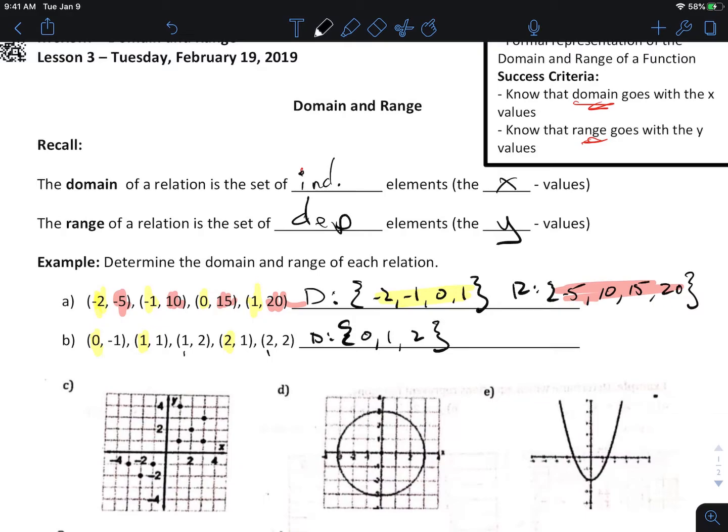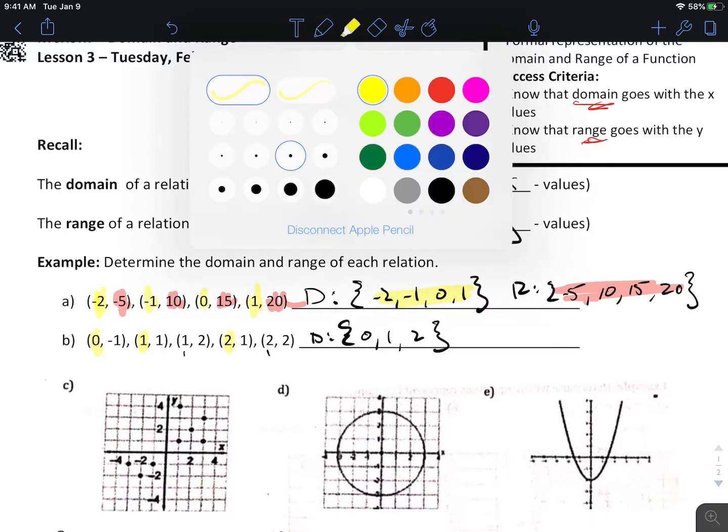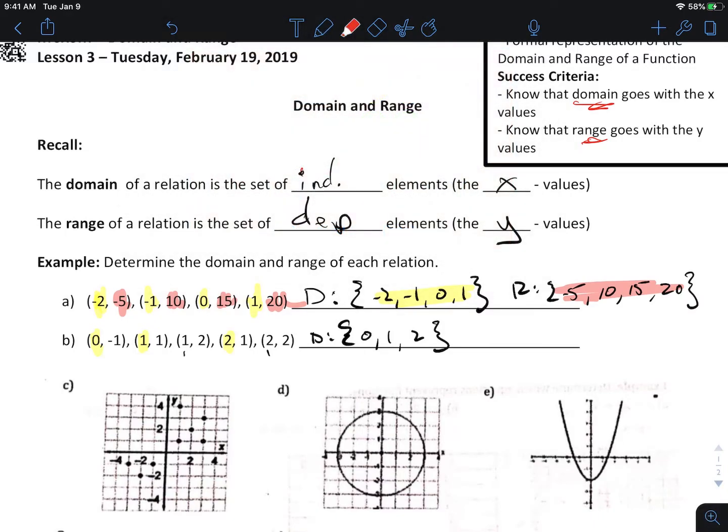Okay? And then, if I look at the y values, they're -1, 1, 2. Okay? Again, I don't have to write the other two because they're repeating. Okay? So the range is going to be -1, 1, and 2. Is everybody okay with that?